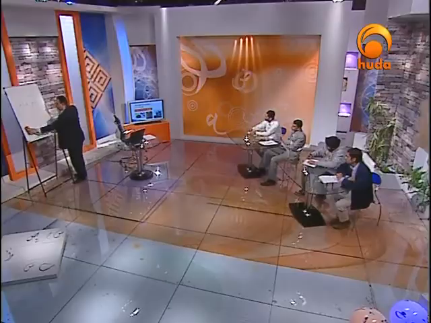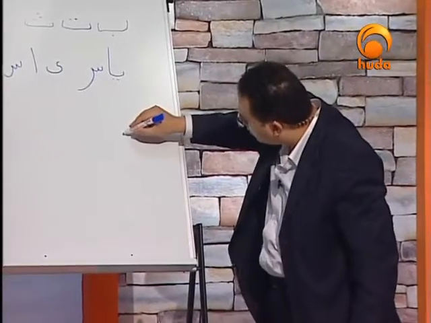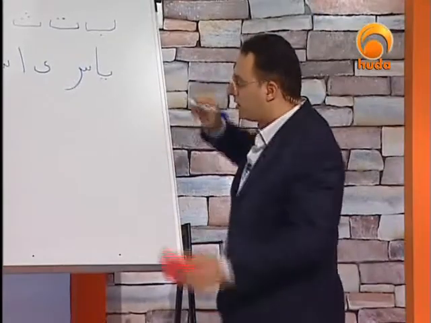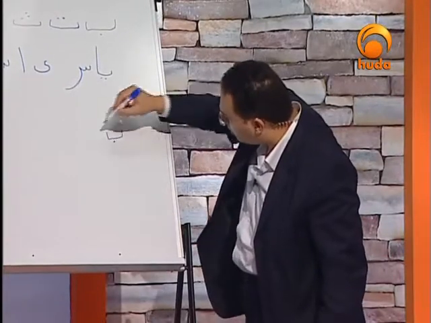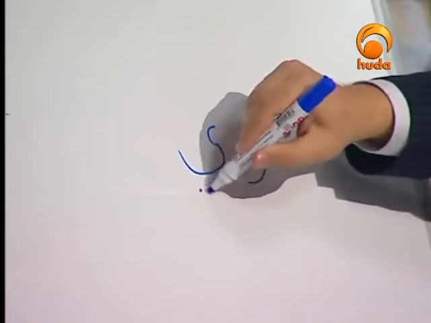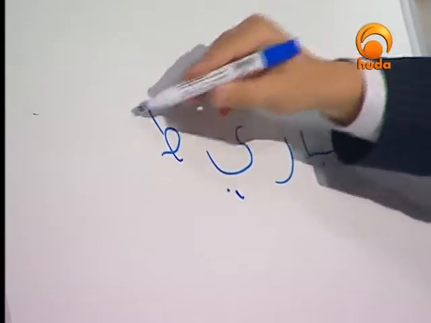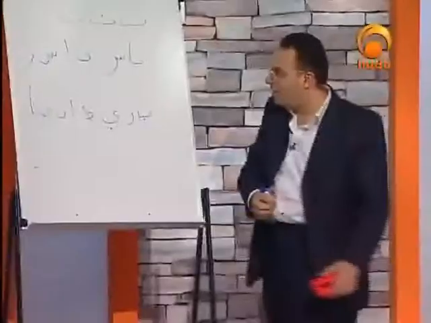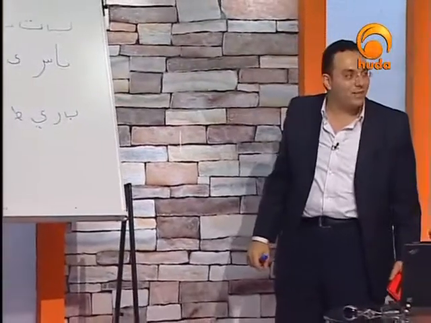And it says here, let me write the letters first. How many letters do we have here? Ba, Ra, Ya, Ta, Alif, Na, another Ya, and Alif. Oh, it's a long word. Can you imagine that?